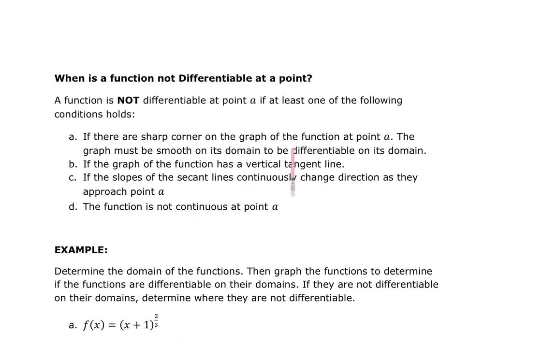So these are the things that tell us when we're not differentiable. If there's a sharp corner on the graph, absolute value is one of them. If the graph of the function has a vertical tangent, we showed you a picture of that. If the slopes of the secant lines continuously change direction as they approach A, that was our oscillation. And of course, if it's not continuous at that point A.